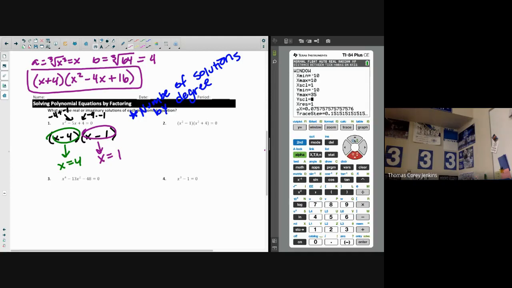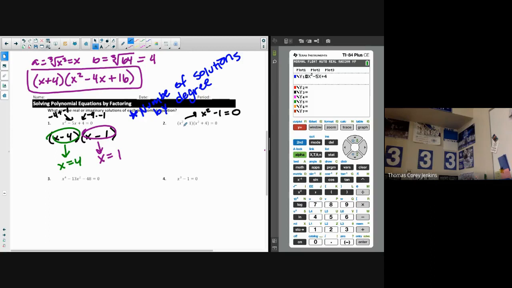Make that look more normal for the rest of the video. All right, looking at number 2. Kind of a weird deal here. We have a quadratic binomial times a quadratic binomial. You can think of this a couple different ways. If we just use the 0 product property here, you could think of it as x squared minus 1 equals 0, and then solve using square roots. So you'd have x squared equals 1 and x equals plus or minus the square root of 1.